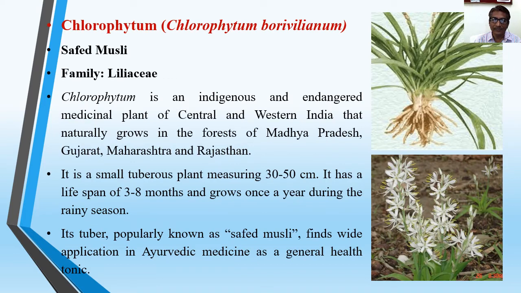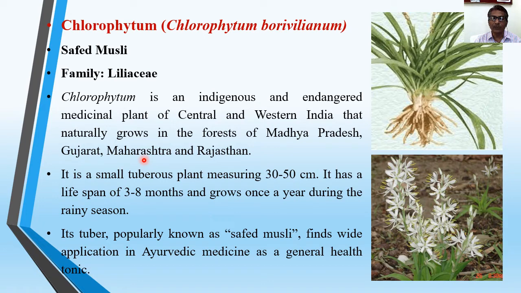Now, dear friends, the first medicinal plant is chlorophytum. Its botanical name is Chlorophytum borivilianum, commonly known as the Safed Musli. This plant is from the family Liliaceae. Chlorophytum is an indigenous and endangered medicinal plant of central and western India that naturally grows in the forests of Madhya Pradesh, Gujarat, Maharashtra and Rajasthan.